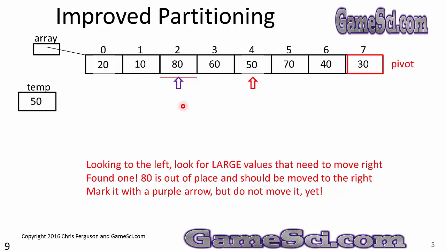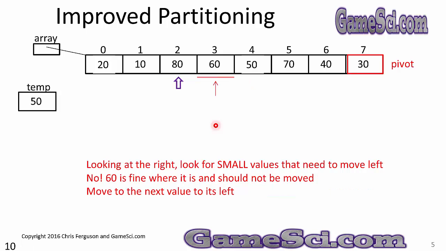We found one. 80 is definitely out of place. 80 is larger than the pivot and needs to move right. Mark it with a purple arrow, but as always, don't move it yet. Find a corresponding number before you do the swap.